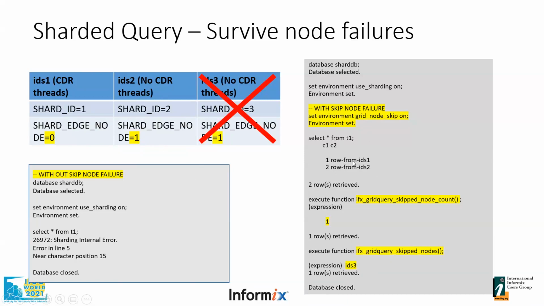Along with this, we also provided two utility functions to see how many nodes were skipped. This is most important because even by default, if you set grid node skip on, it may bring in all the data even when IDS3 is up and running, but you're not sure whether the rows are coming from all the instances or not. So your application should check this and then take the necessary action.